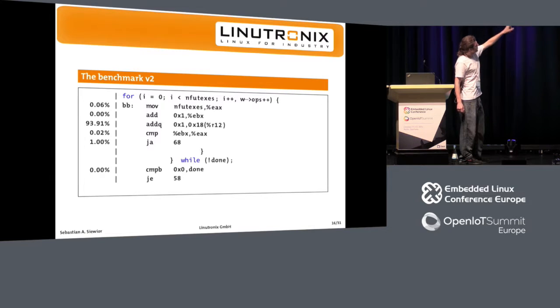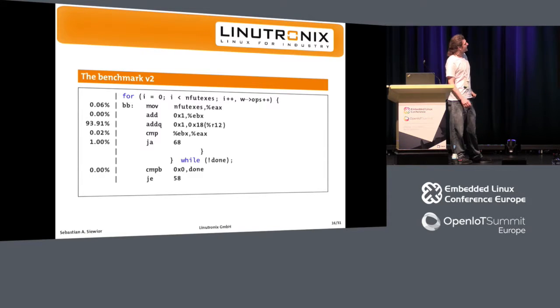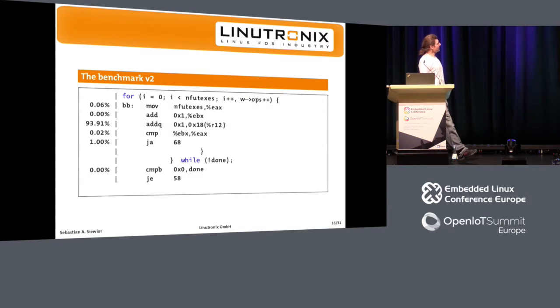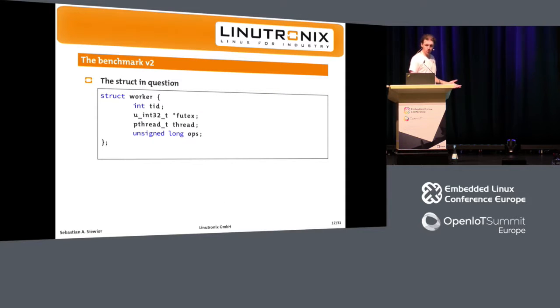And this is the loop. At the beginning, it checks how many FUTEX operations it did so far. Then the 93% came up to the top and was like, ooh, that's a lot. And we don't see anything else. And this is where we got curious. Why is this add operation at the top? And then we went further in perf to look, what is it doing here?